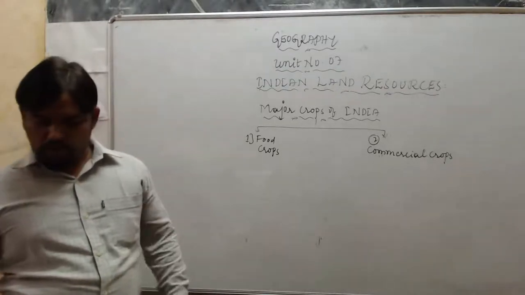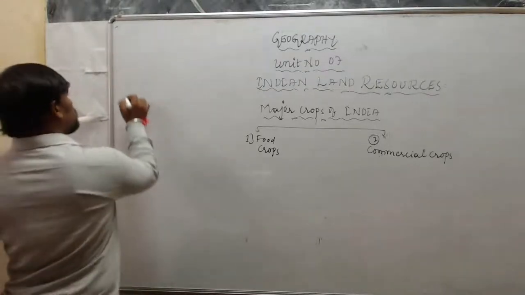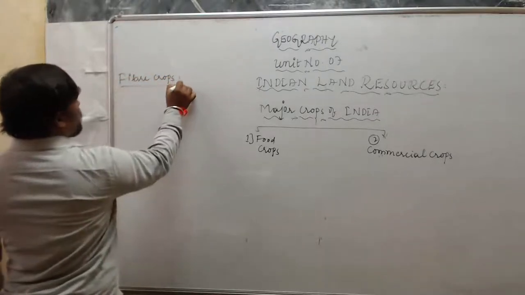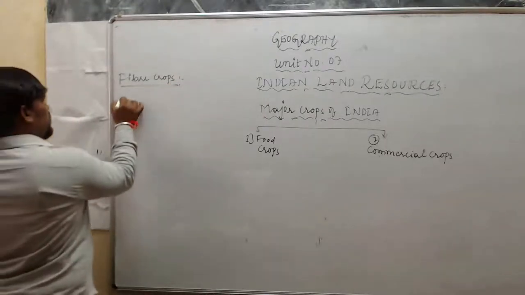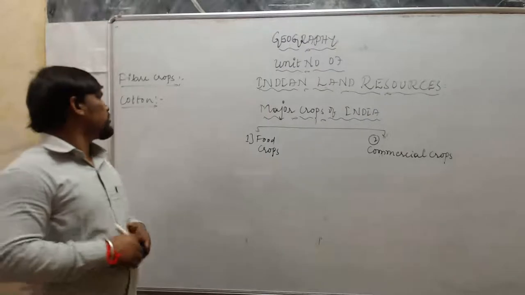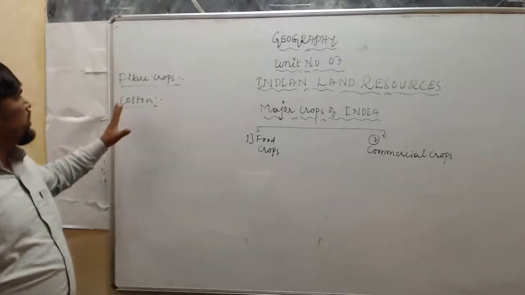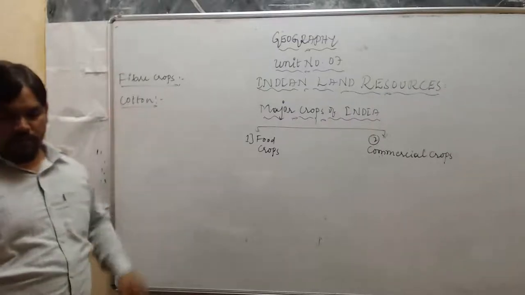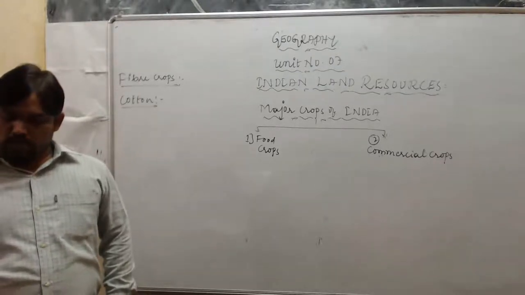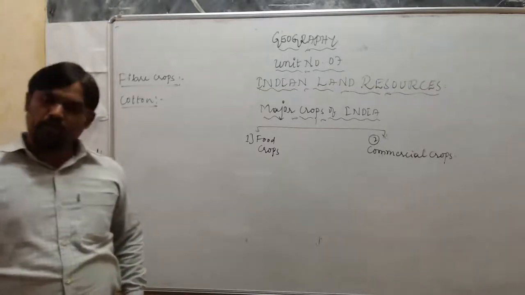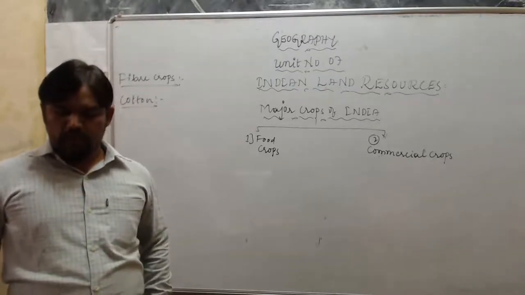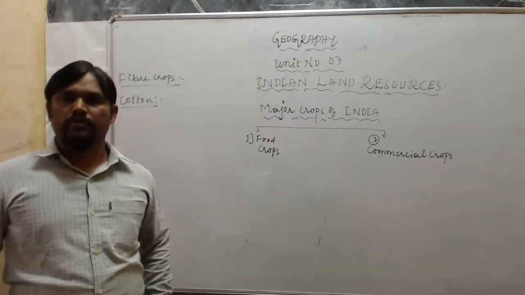Next, fiber crops. In that, first is cotton. Cotton is also one of the commercial crops, and it is a fiber crop. Cotton is an important industrial and fiber crop in India. Already you know, cotton is a very important raw material for cottage industries. That's why cotton is an important industrial and fiber crop in India.